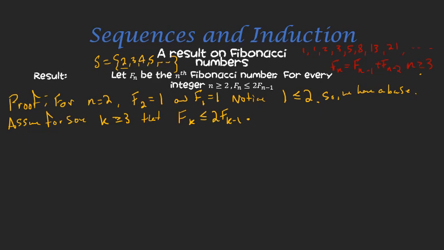And actually, I am going to need the previous 2 here. So f_k is less than or equal to 2 times f_{k-1}, but also we could say f_{k-1} is less than or equal to 2 f_{k-2}. We can use both of those. And what do we want to show here? Want to show that f_{k+1} is less than or equal to 2 times f_k.